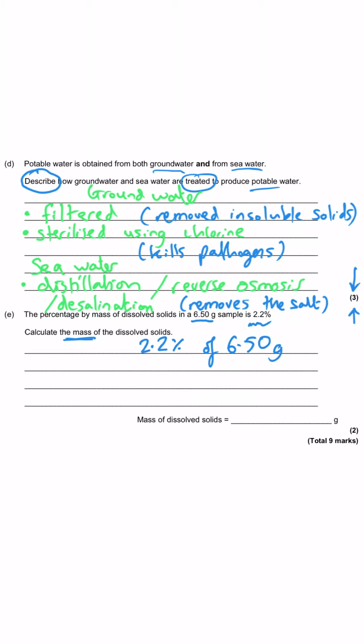And to do that, what we have to do is express that percentage as a fraction by doing 2.2 divided by 100. That's 2.2% written as a fraction. And then we need to multiply that by the total mass of solid that we've got, which is 6.50 grams. And so we are now finding out we've got 0.143 grams of dissolved solids in this 6.50 grams sample of water.